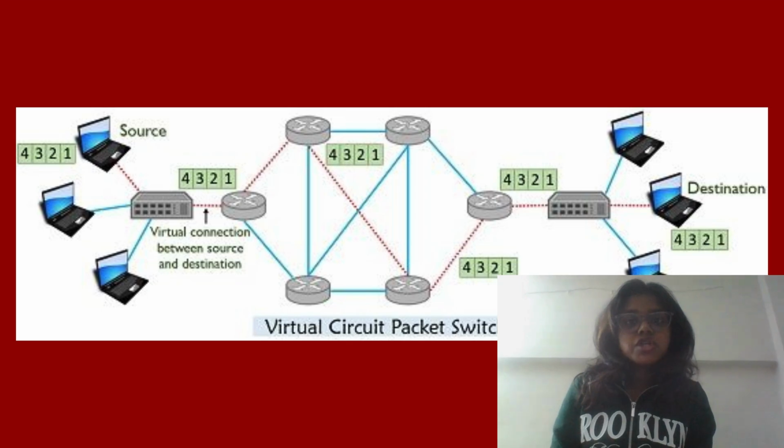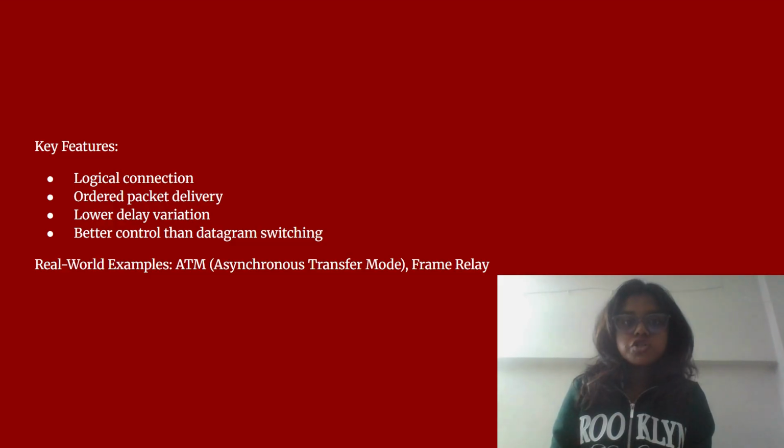Circuit switching is a switching technique in which a dedicated physical communication path is established between the sender and the receiver before any data transmission begins. This dedicated path remains exclusively reserved for the entire duration of communication and is released only after the communication ends. The operation of circuit switching takes place in three distinct phases.